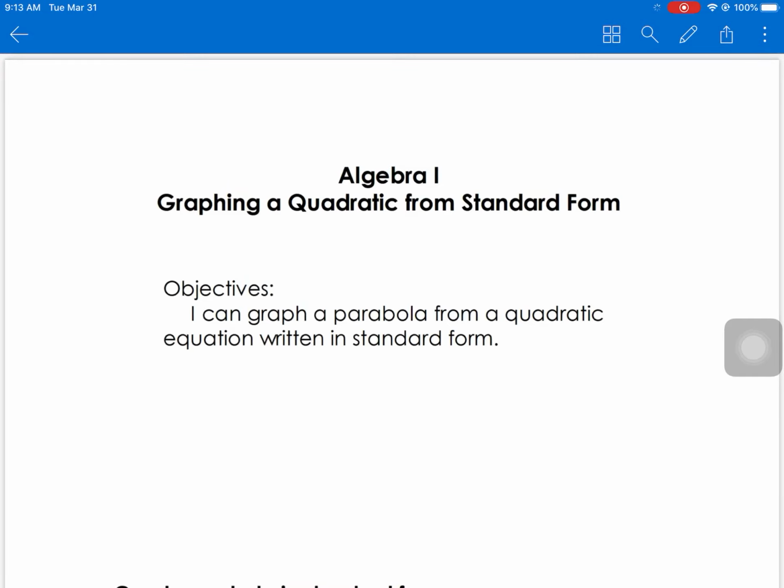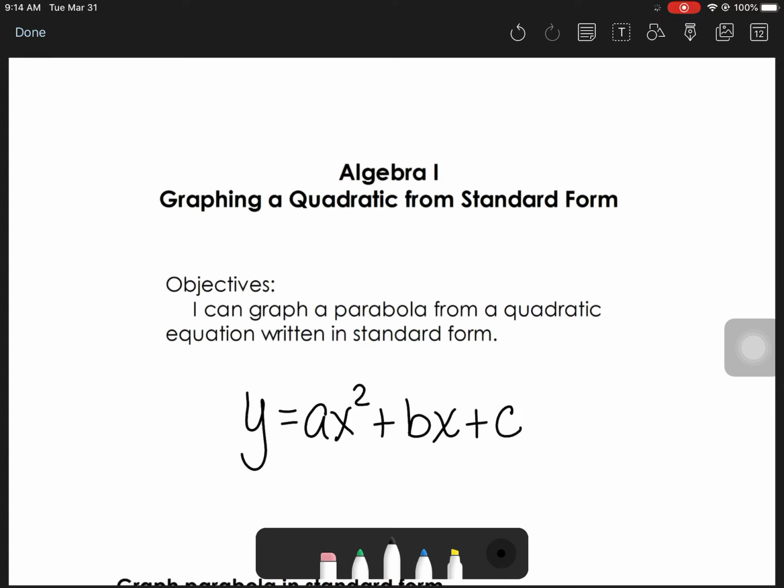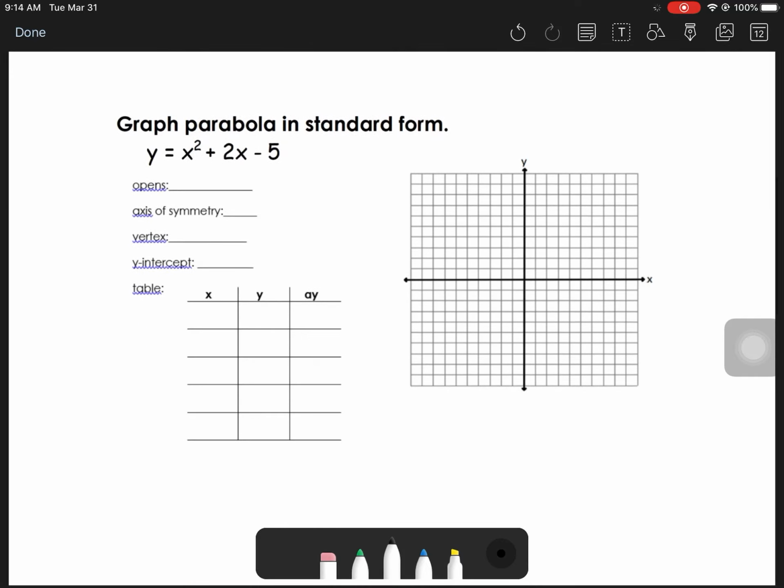In this video, we are going to be working on reviewing graphing parabolas, quadratics in standard form. Please remember that standard form is y equals ax squared plus bx plus c. So in our first problem, remember we're going to take a look at the leading coefficient, which is the number in front of the x squared. If it is positive, it's going to open up. If it's negative, it's going to open down.